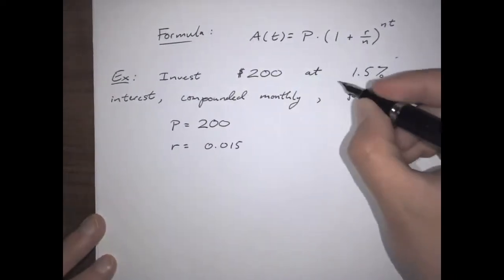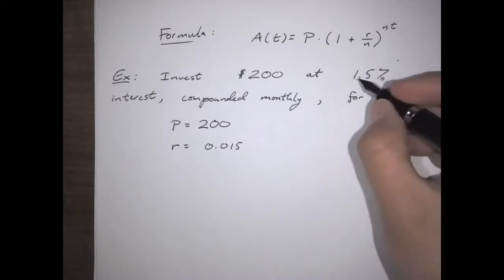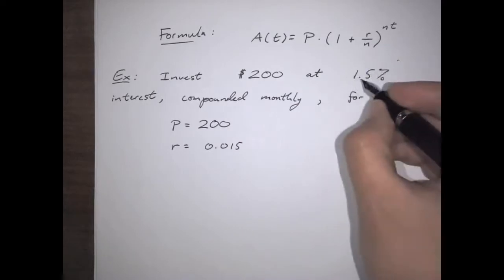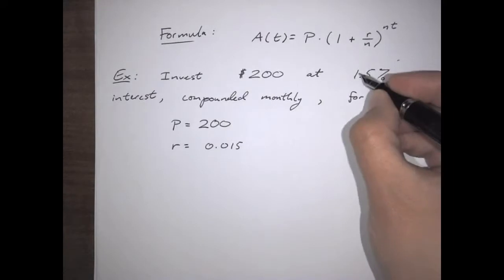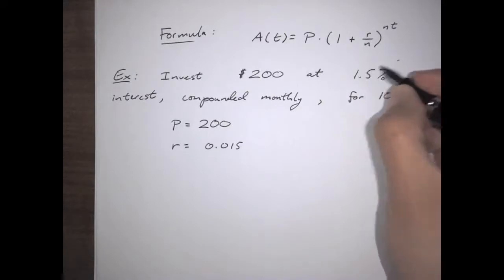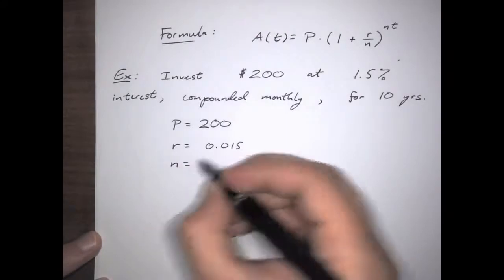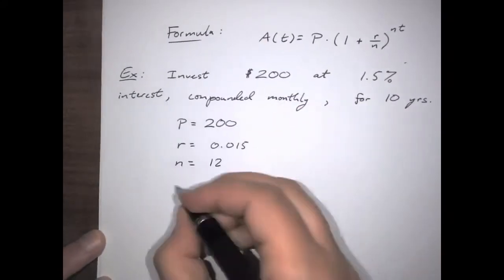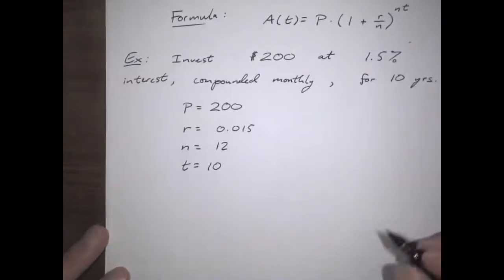People often think of it as moving the decimal 2 spots over. Personally, I don't really like that particular way of thinking about it. I prefer actually just remembering that the hundredths place is the ones for the percents. And then N is the monthly, so that's 12, and then T here is going to be 10 years. 10 years down the line.